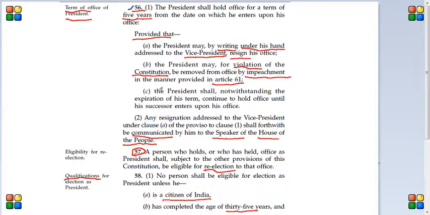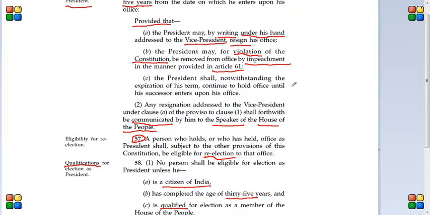Second thing, C, says the president shall, notwithstanding the expiration of his term, continue to hold office until his successor enters upon his office. It's pretty simple. It says that he can stay in office until the next successor comes in, even if his term has expired, like within 5 years.